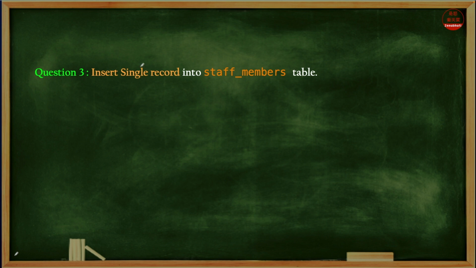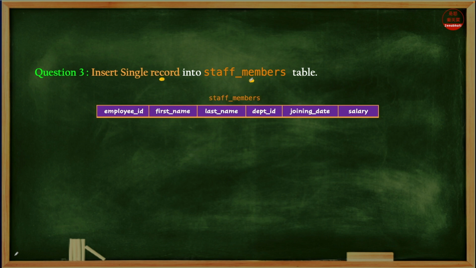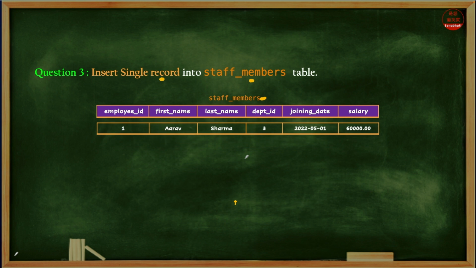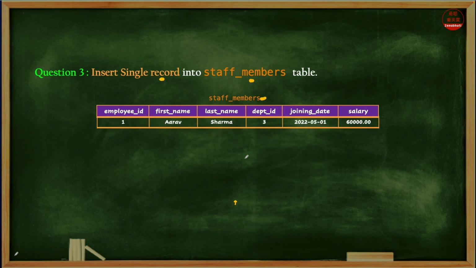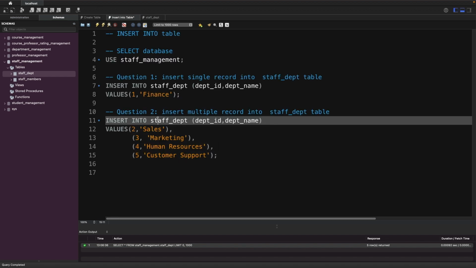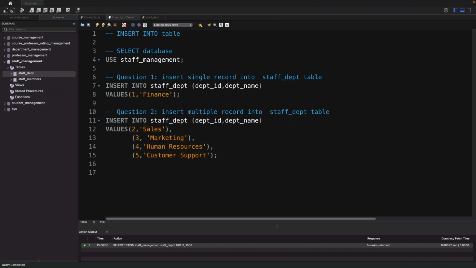Now we're going to solve question number 3. In question number 3 we are going to add a single record to staff member table. So these are the different columns for staff member table, and we will be adding the very first record or row to staff member table. Now we are going to add a single record to a different table.